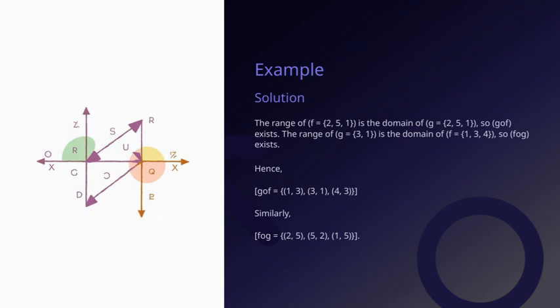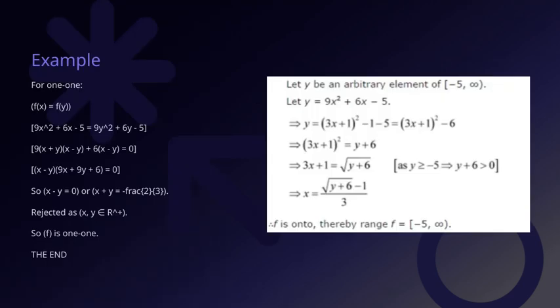The key takeaway here is understanding how the range of one function relates to the domain of the other when composing functions. If they align properly, the composition is well defined. This concept is fundamental because it ensures that the compositions make sense and can be performed without any issues. So, in summary, always check the range of the first function and the domain of the second to determine if the composition exists. And that brings us to the end of our presentation.